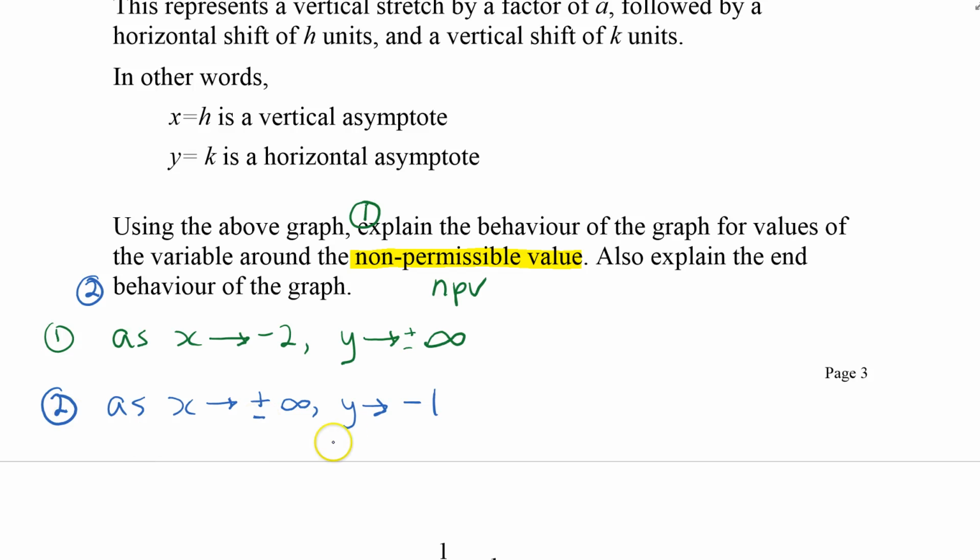So this is kind of my shorthand here for explaining the behavior of the graph around the non-permissible value and the behavior of the graph. What part number 1 does here is create a vertical asymptote at x equals -2. And what this part does is create a horizontal asymptote at y equals -1.